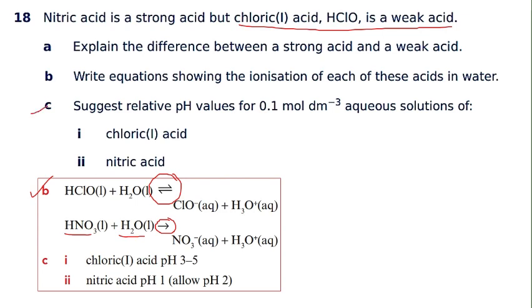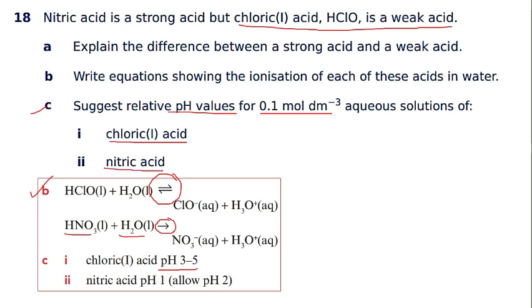Okay, part C, suggest some pH values for the 0.1 mole per dm cube aqueous solution of chloric acid and nitric acid. Chloric acid, as we already said, is a weak acid. So it will have a pH close to 7, near to 7, but it is not as diluted. It is just 0.1 mole per dm cube, a good concentration value. So it will be a weak acid, but not so close to 7, a little away from 7. So pH 3 to 5 is the pH for the weak acid, chloric acid.